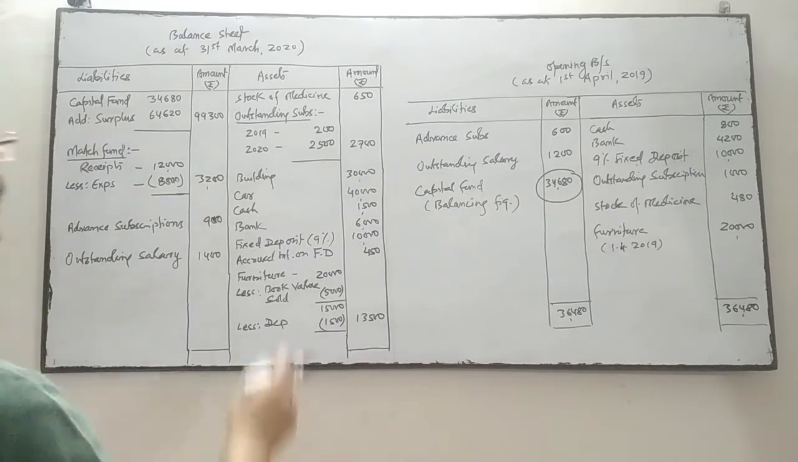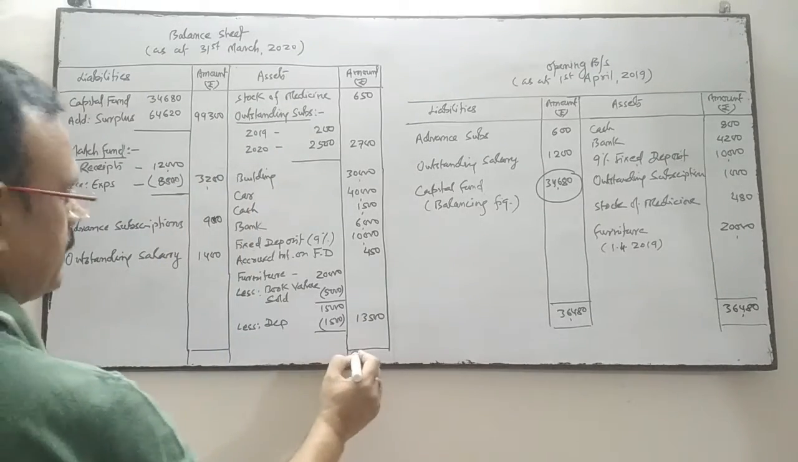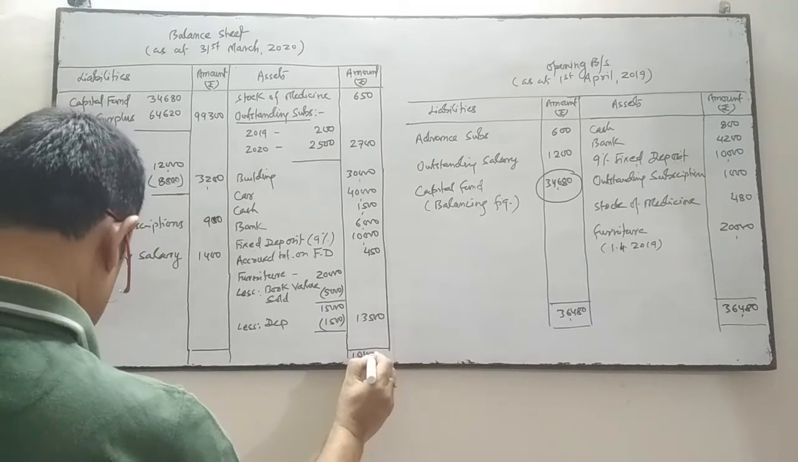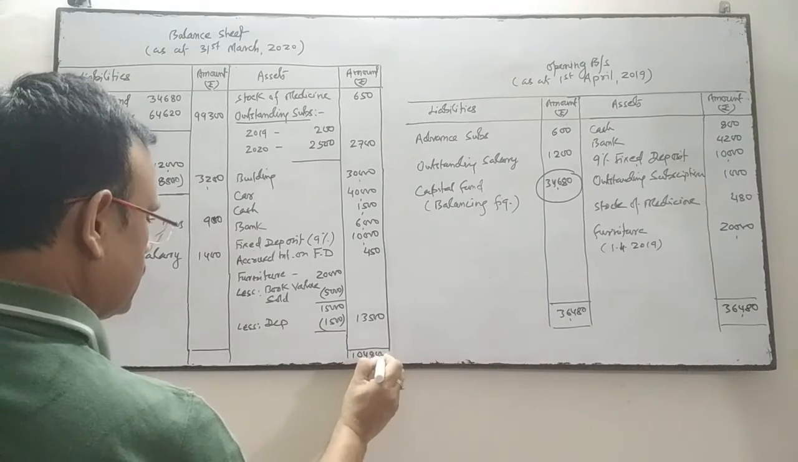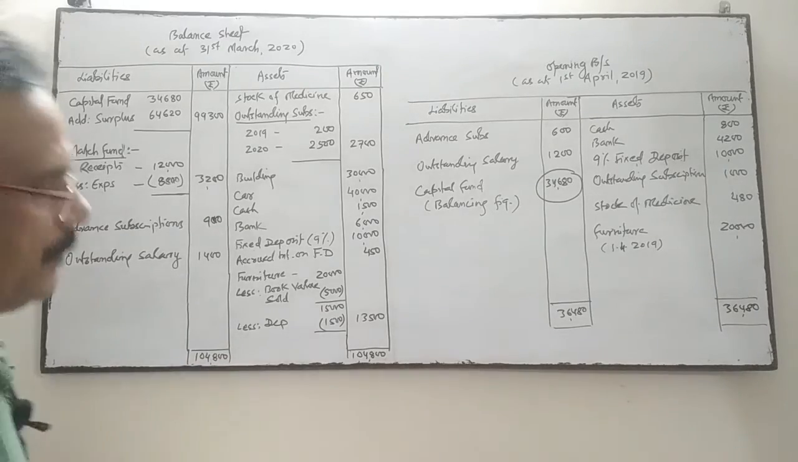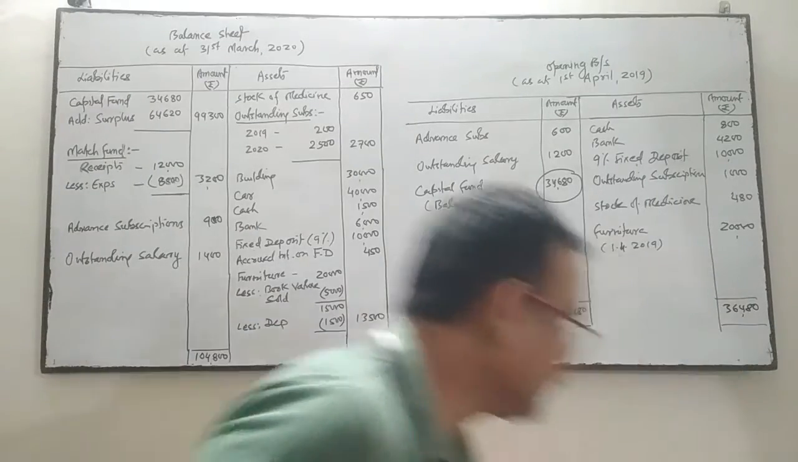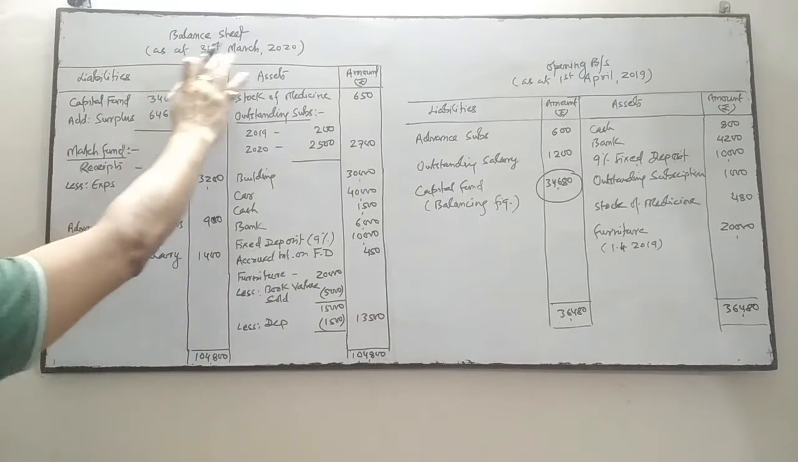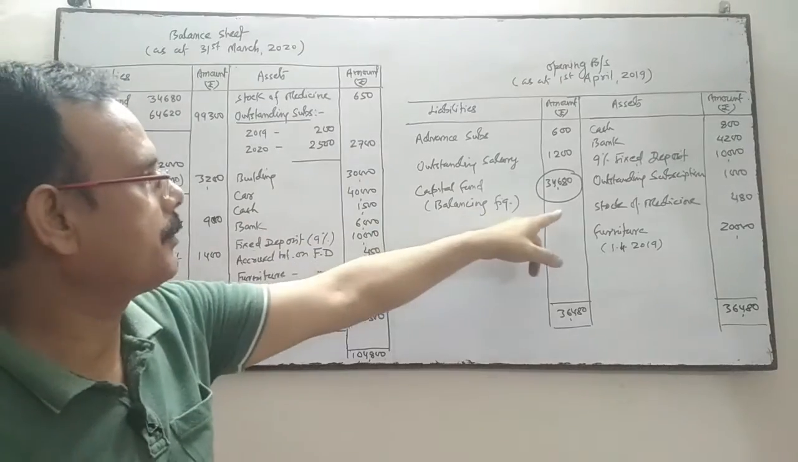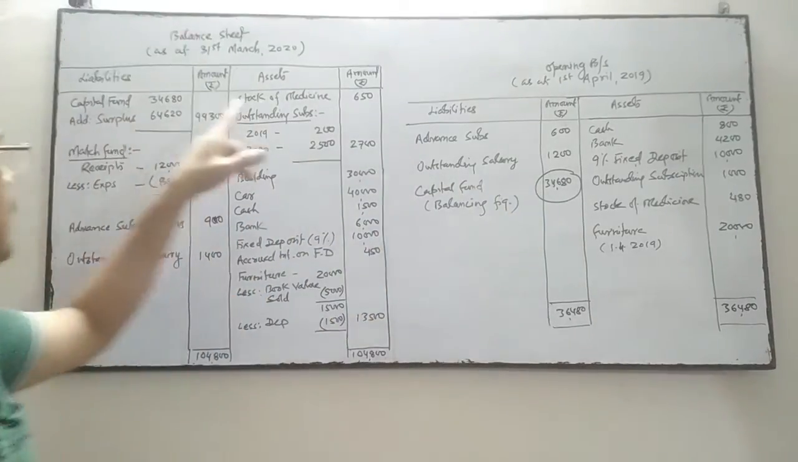Now we'll do the total of assets and liability side. Asset side total is 1,04,800. The same total will be this side, 1,04,800. So this is the balance sheet of the current year, 31st March 2020. Capital fund: this one is carried from here, the opening balance sheet.